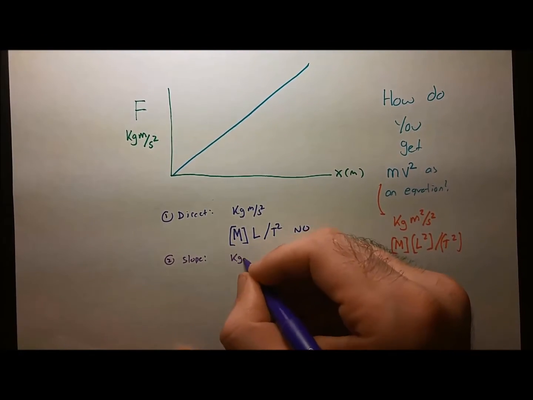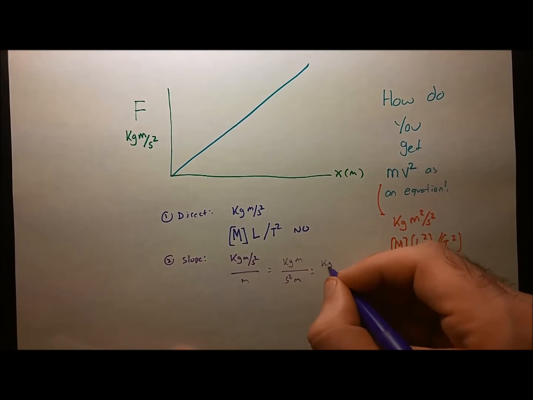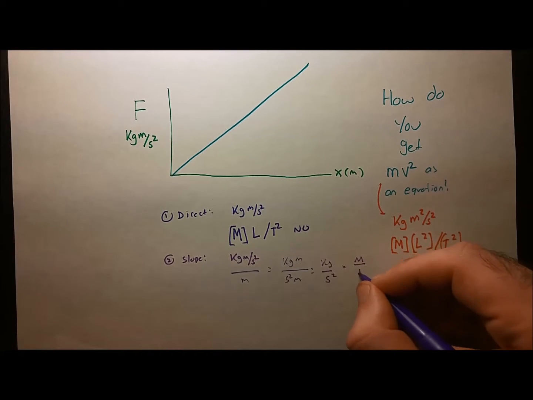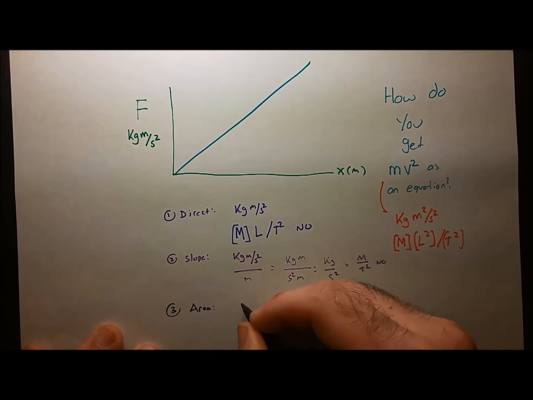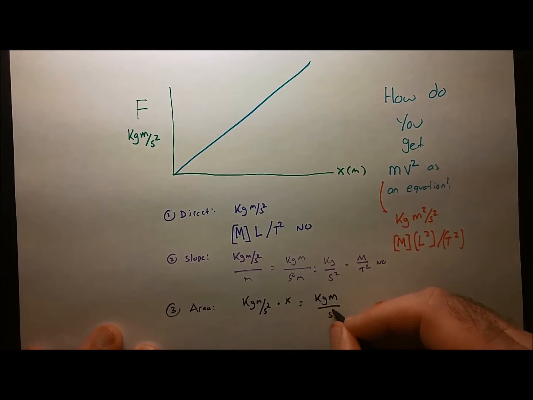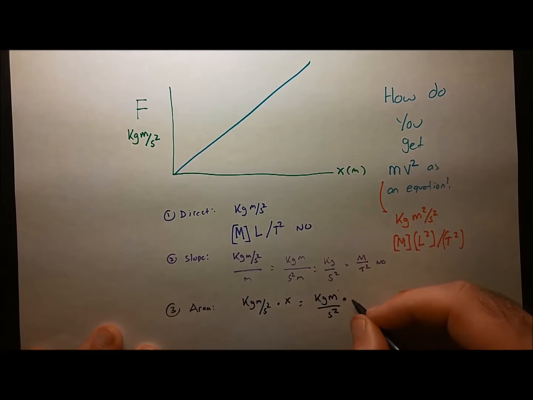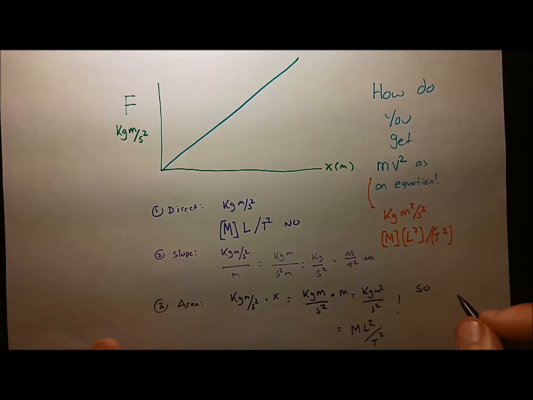Next up, we can take the slope. Kilogram meters per second squared divided by meters, you end up with just mass over time squared, which is not what we want. Now, if you do the area, which is multiplication, you get force times x. By doing it, you end up with kilogram meters squared over second squared, which is what we want. It's a mass length squared over time squared.